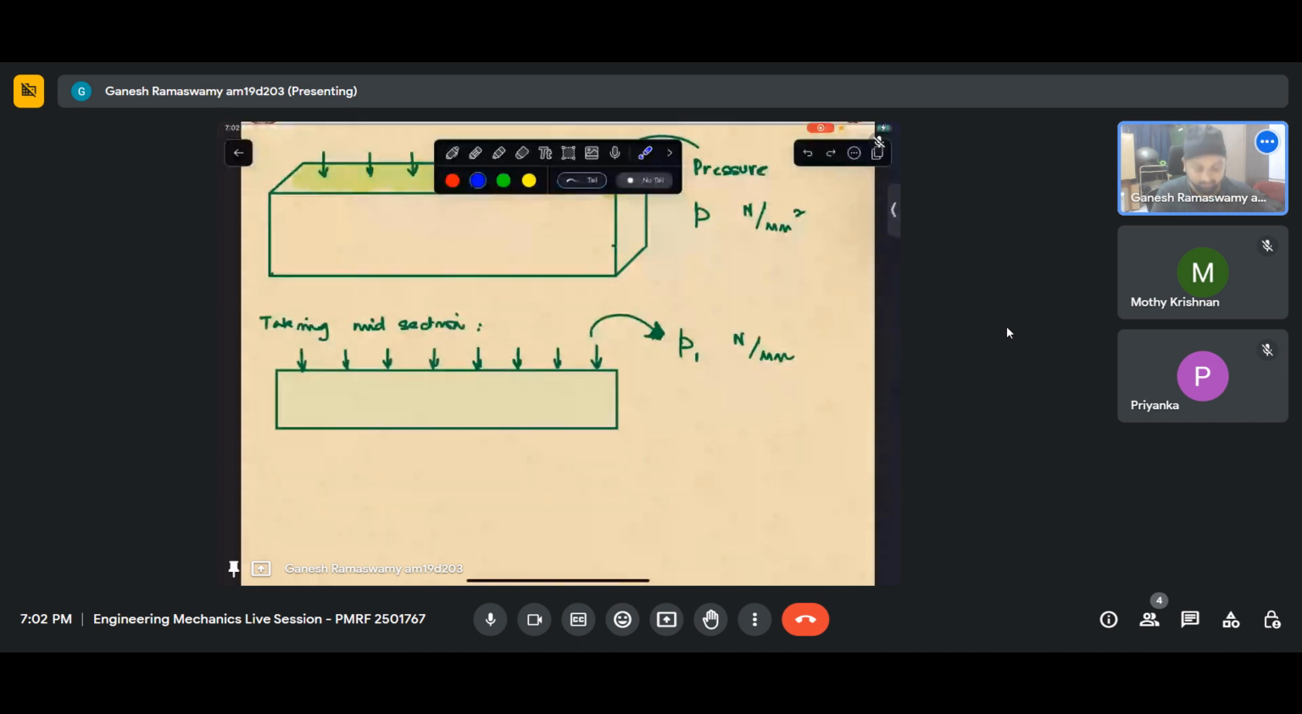In such a case, at some distance x, if I want to find out what is the force.